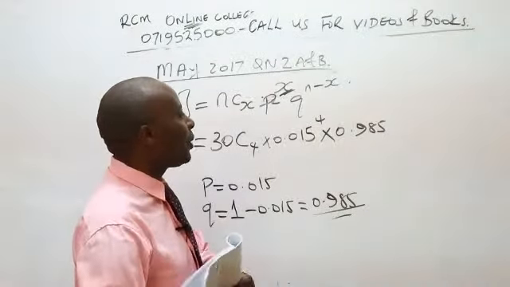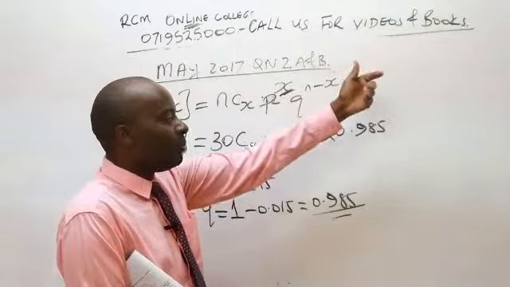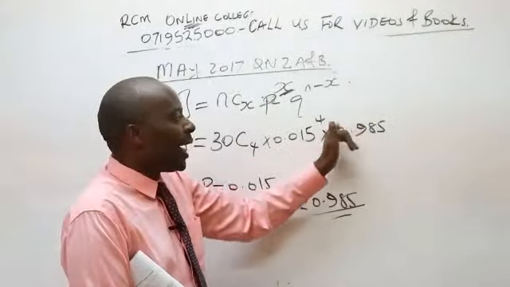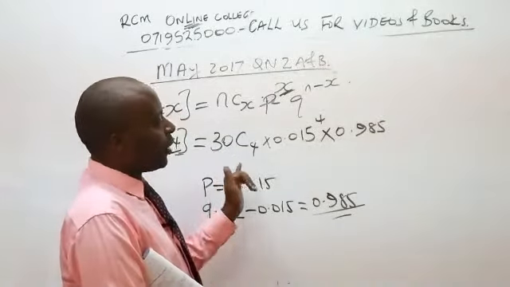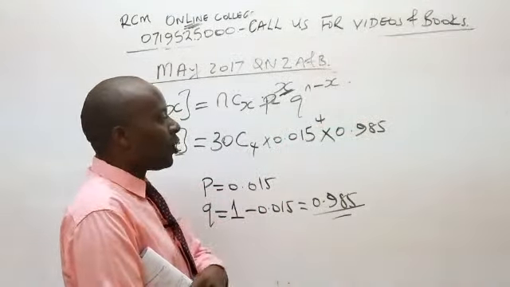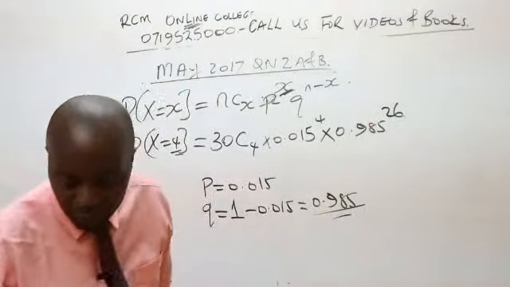The most important thing is for you to know that this power has to be complementary. The two powers added together must always add up to this 30. So to get the new power here, simply take 30 minus this 4. So in this case we have 26.